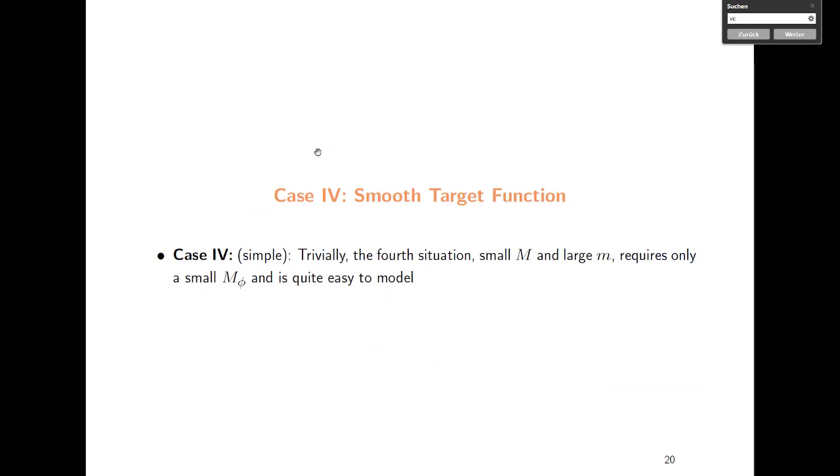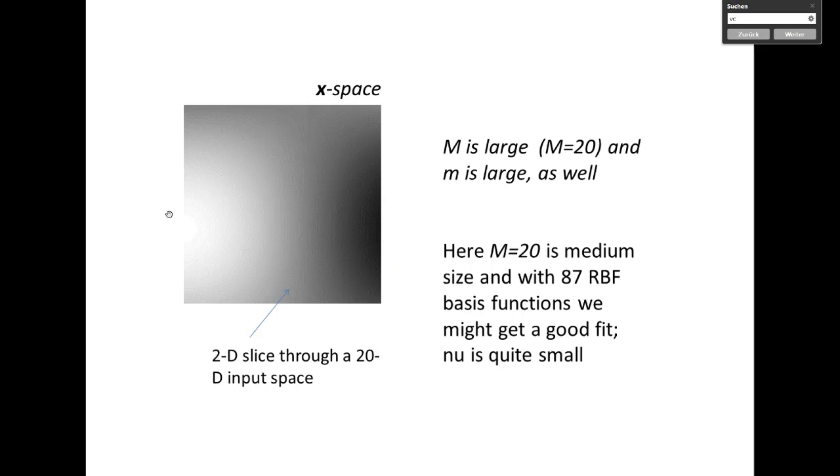And case 4, of course, is trivial or simple. If you have a small m, a small number of inputs, and large smoothness, then of course anything more or less works. So this is this case. So maybe 2 dimensions and even a smooth function, then almost any method performs quite well.